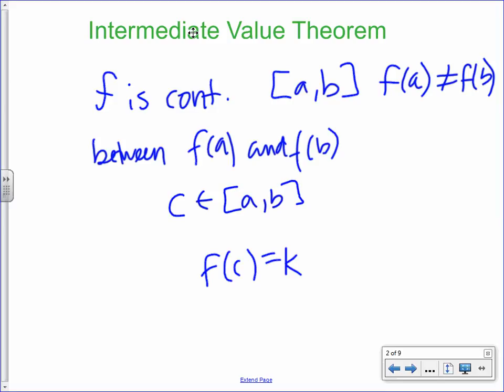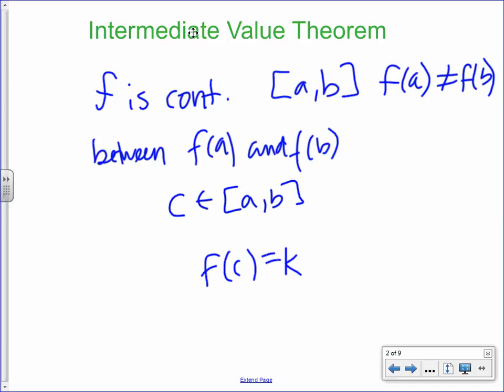Okay? So let's just put it in our own words. We have 2 points and there's continuity between them. There's going to be a point between them, first of all, and that function value can be somewhere in between.